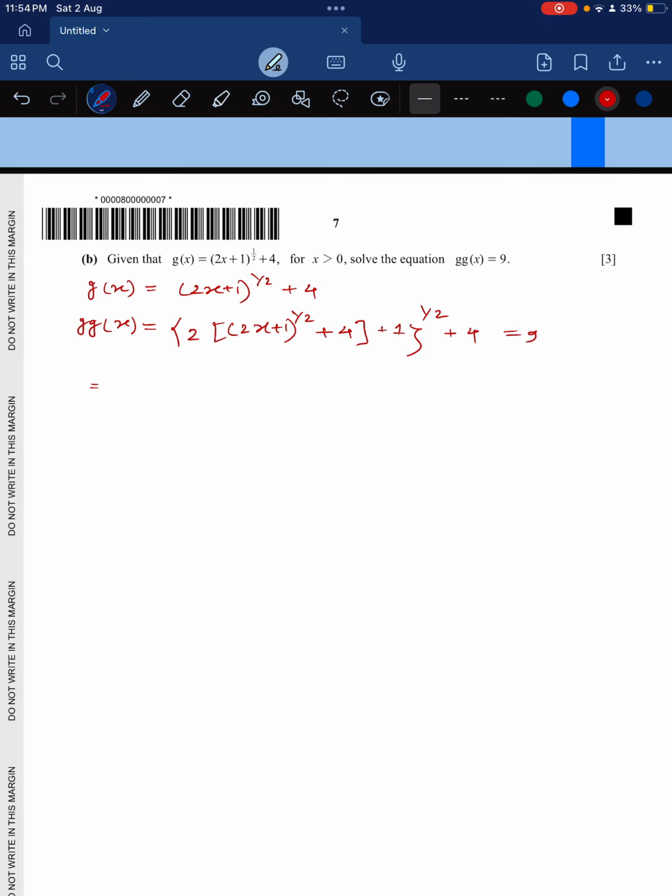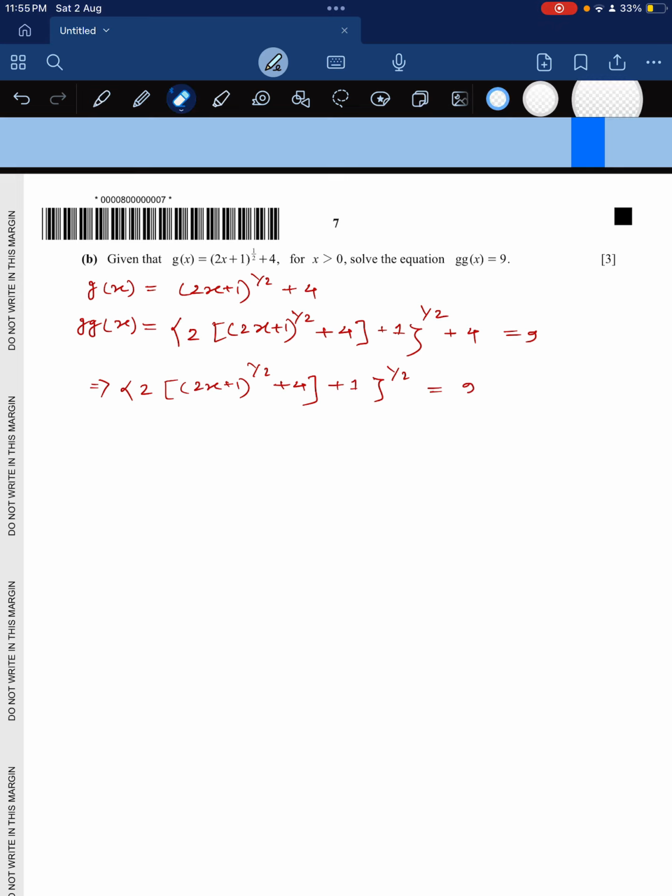Okay. So then 2 times 2x plus 1 to the power half plus 4, plus 1 to the power of half, equals 9 minus 4 equals 5. We don't need to write these things, so it should be 5. Okay, and now we have to just keep this in mind.